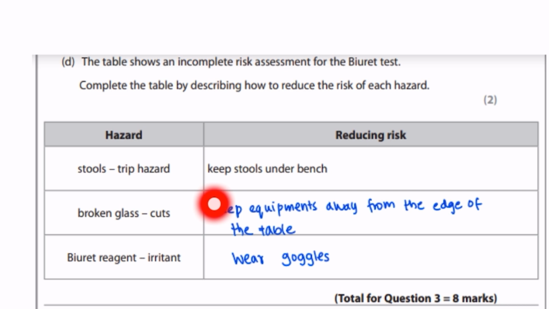Stools: make sure to keep stools under the bench. Broken glass, which can cause cuts: we have to make sure to keep equipment away from the edge of the table. Biuret reagent, which is an irritant: to use it we should wear goggles to reduce the risk.